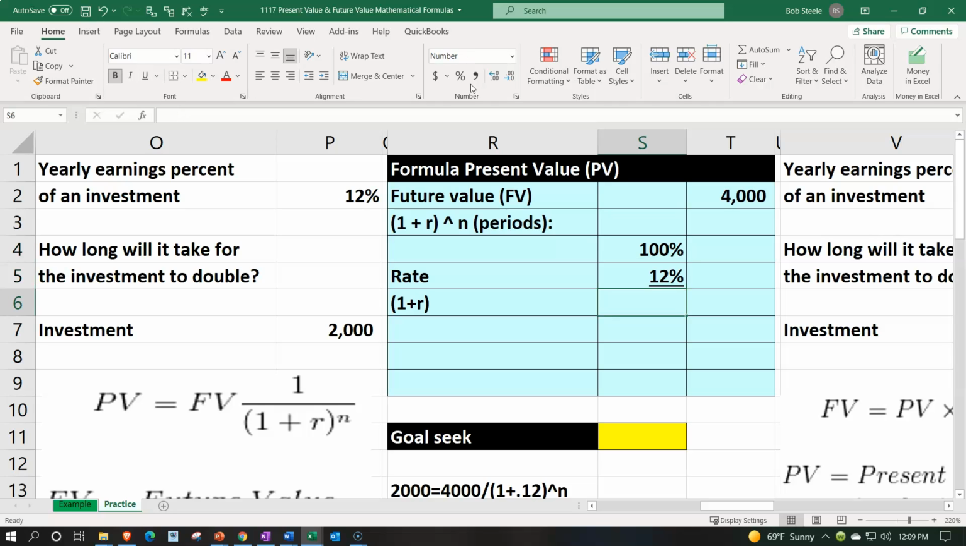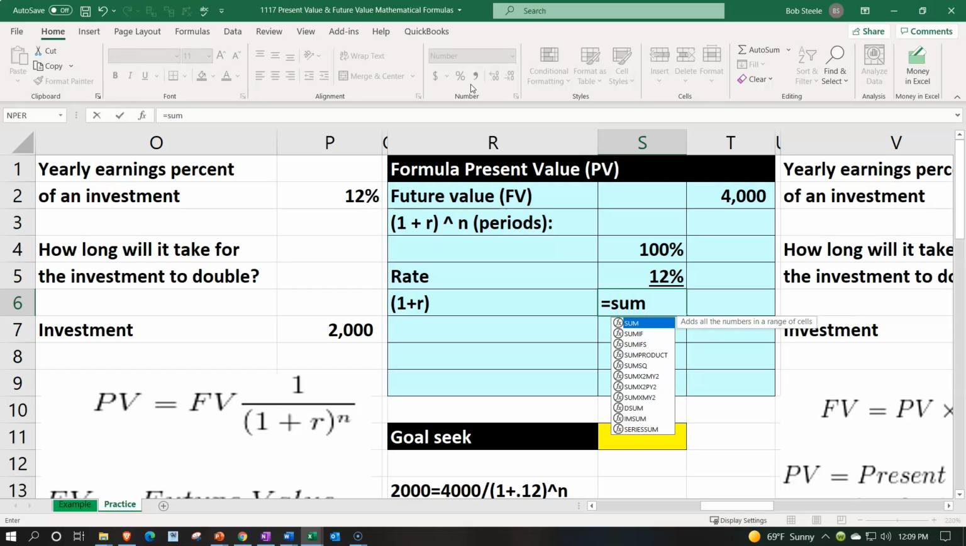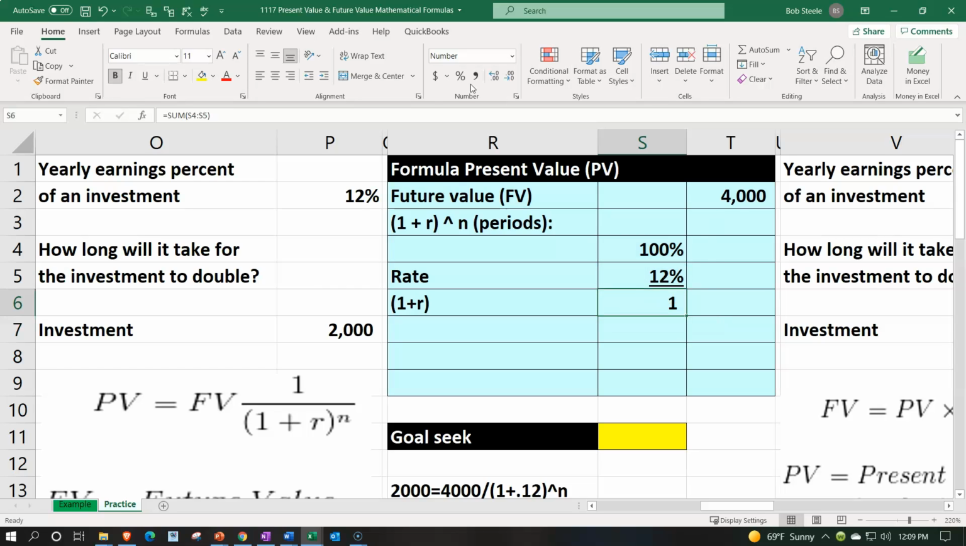So I could use the trusty SUM function, the most common function that you really should and must know, and that's going to be the SUM, by far the most popular function in Excel. So there we have it. Now I'm going to add that.